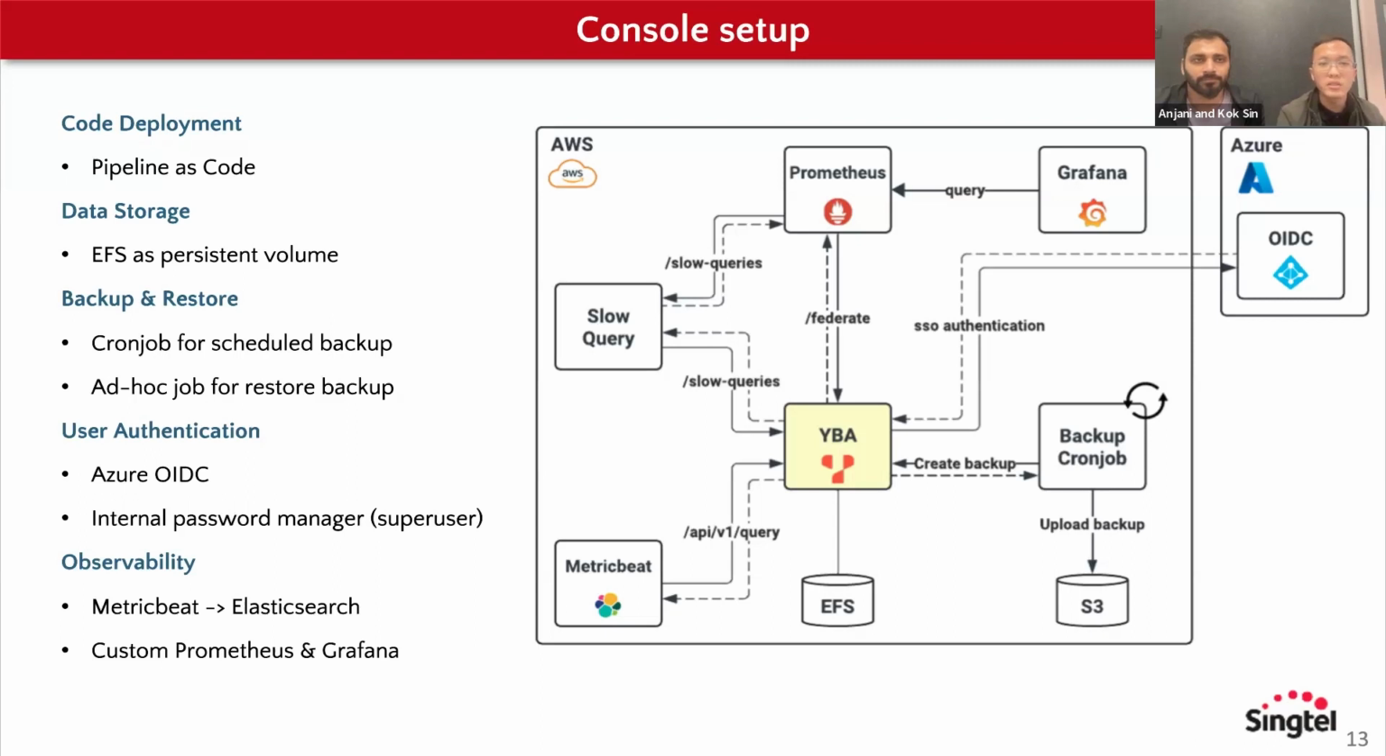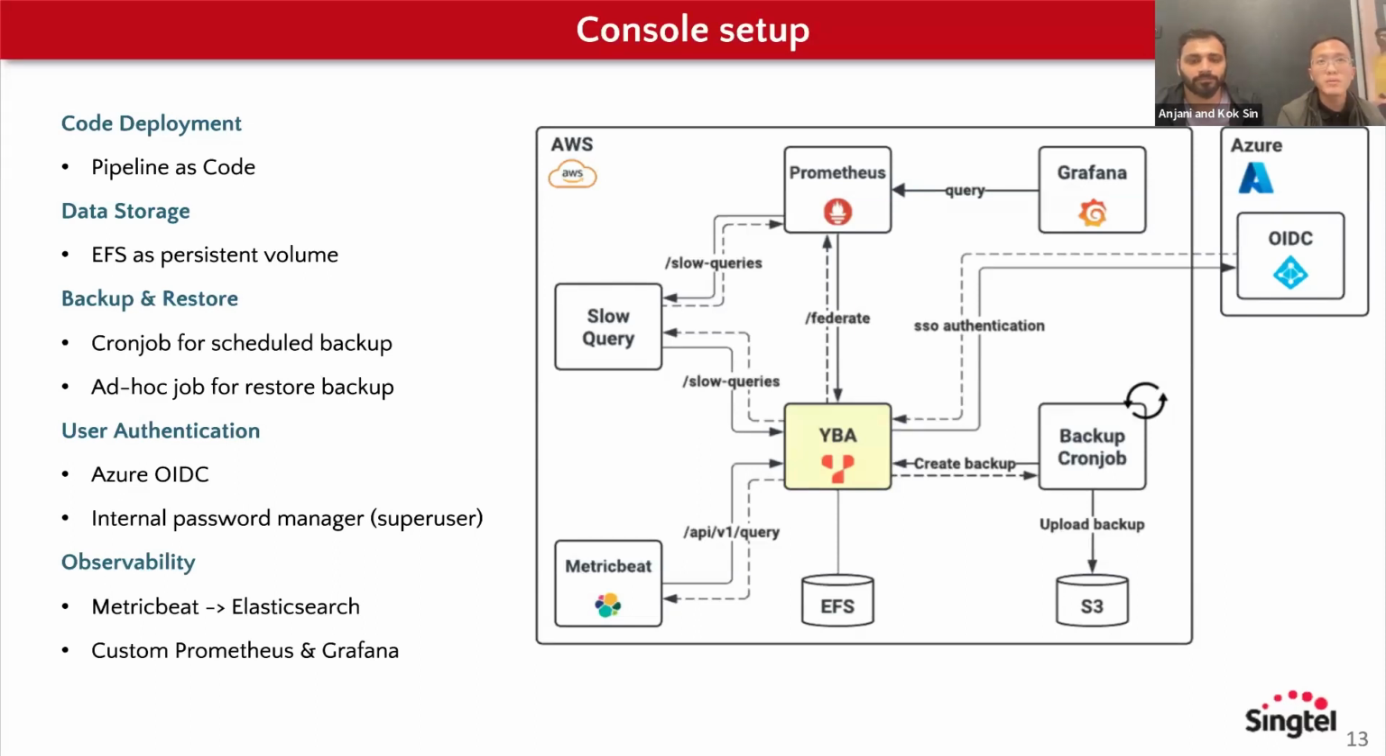And we also have an internal password manager for super user access, where we have a standard procedure to request for the password access. And for observability, we deploy a metric bit that will forward all the metrics from the Prometheus container in the console to our own Elasticsearch. And this allows us to integrate with our internal support system and also set up alerts. And finally, as you can see, we also deploy our custom Prometheus and Grafana. This allows us to create our own alerts and also our custom monitoring.